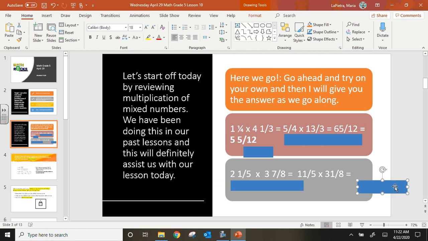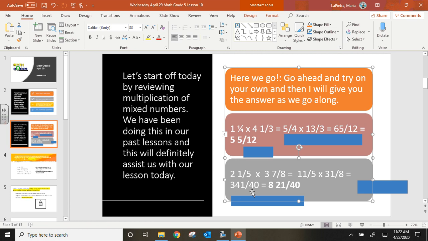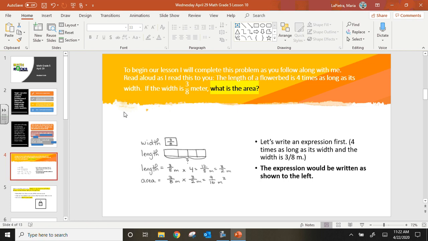Now I have 11 times 31. Multiply across, multiply across. So we're going to say 11 times 31 and 5 times 8, and we get 341 over 40. When you divide that, 341 goes inside the house, 40 goes on the outside, and you divide and you get 8 and 21/40. A little review before we start.